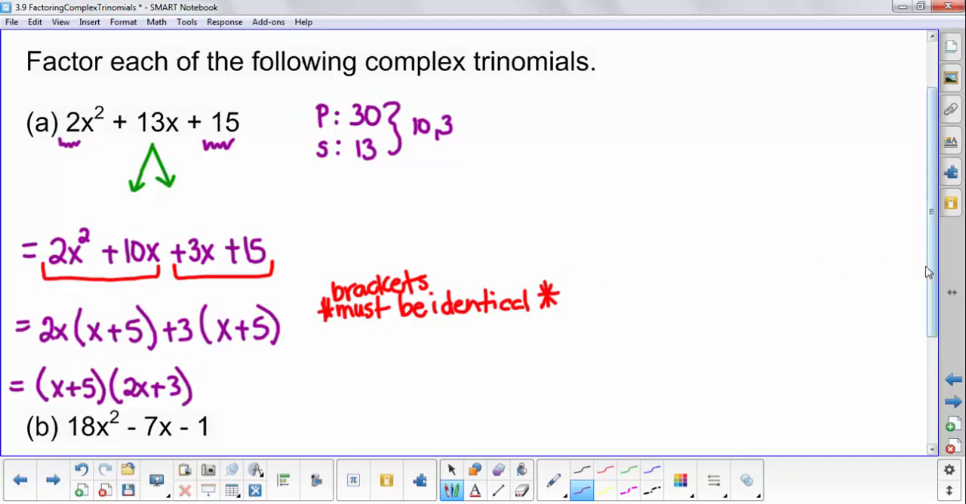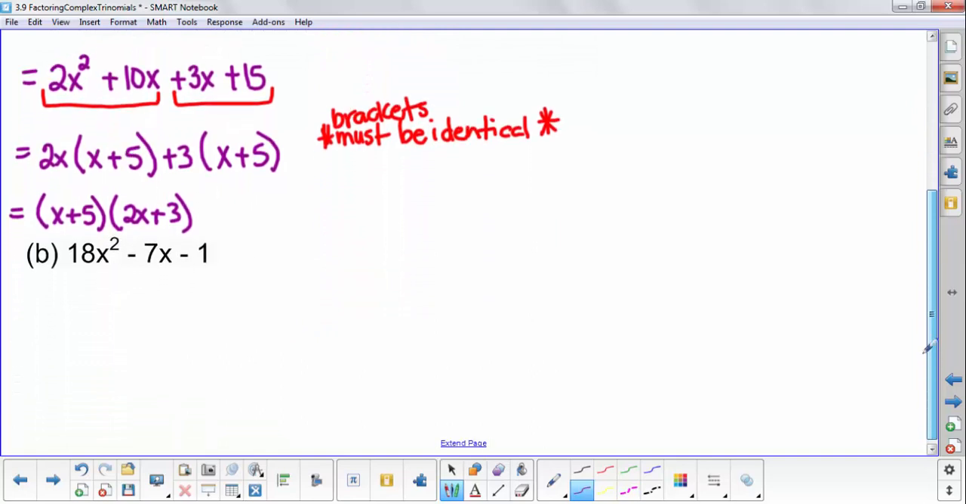Let's try one more together. For this one, again, we check to see if you can common factor first. So I'm looking, nothing is factorable. So I'm just going to go ahead with our decomposition method. Take a look at the first and the last number. They multiply to negative 18. So our job is to find two numbers that multiply to negative 18 and add to negative 7. Take a minute, think of those numbers. You should end up with -9 and +2.